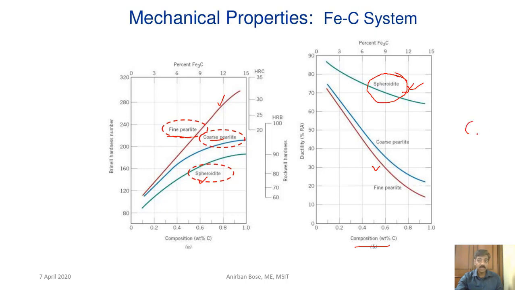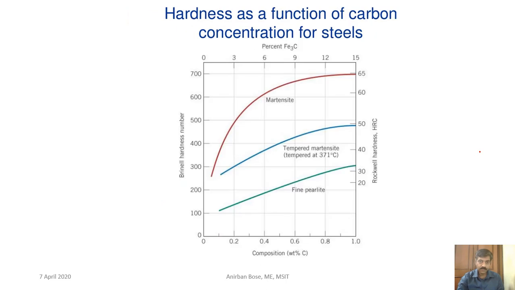So for very hard materials it's sometimes difficult for the machining. Then what is done? By heat treatment a spheroidite structure is formed, and then machining is done, and then again by heat treatment they are made hard. Okay, so these are basically the processes. So spheroidite structure helps in machining because it is the softest grade.